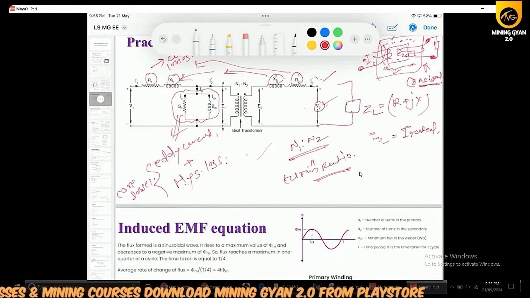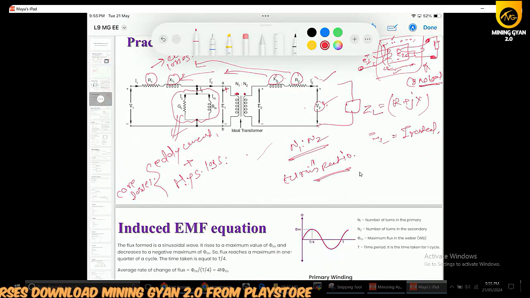Okay. And these two are the dots. It means if this dot represents the positive terminal, then at the same time this dot will represent the positive terminal at the secondary side. These are the basic things that you have to know.